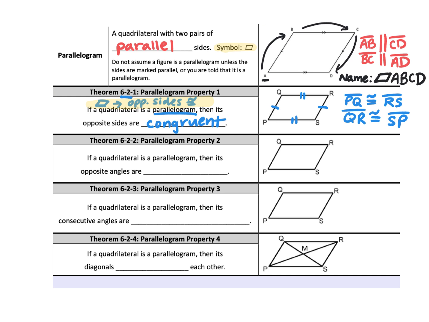The second property of a parallelogram is that if a quadrilateral is a parallelogram, then its opposite angles are congruent. So opposite angles would be like angle P and angle R, so those are congruent. And angle Q and angle S are also congruent. You can abbreviate this theorem in the same way that we did for the one above it. So if it's a parallelogram, then opposite angles congruent. Or you can call it theorem 6.2.2.